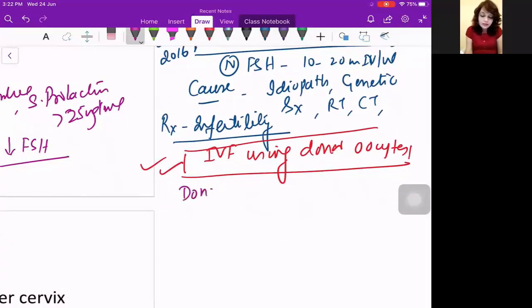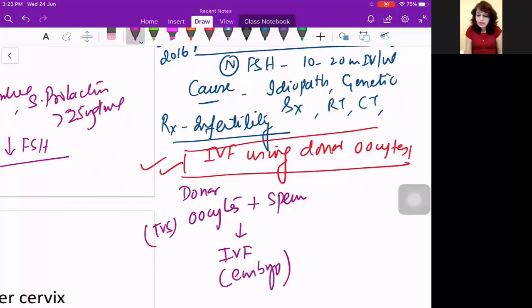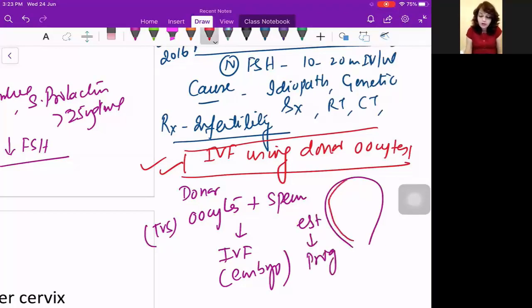There is a donor female, a healthy female, from whom the oocytes are retrieved by transvaginal scan after giving her ovulation induction. They are fertilized with the husband's sperm, IVF is done, and embryos are ready. In this female, we give estrogen followed by progesterone so that the endometrial lining can be formed. After that, a transvaginal scan is done to check the endometrial thickness. Once it is appropriate for implantation, embryo transfer can be done. Pregnancy support in the first trimester is done by progesterone, because from the second trimester onwards, the full-fledged placenta is formed, which takes over the function of forming the progesterone.